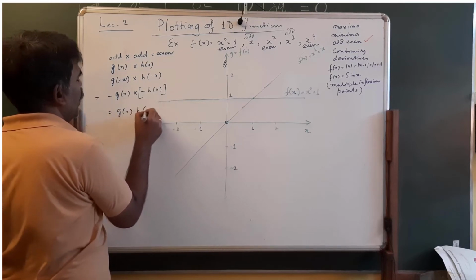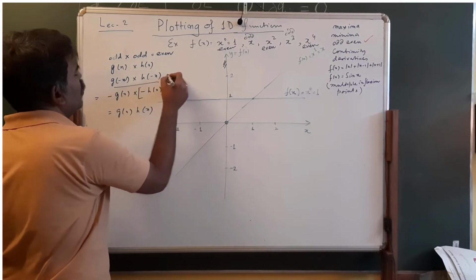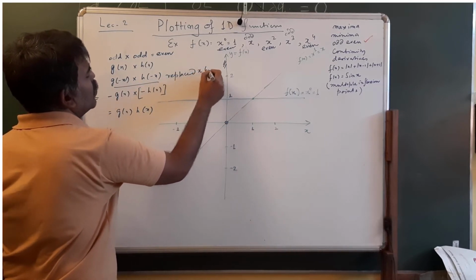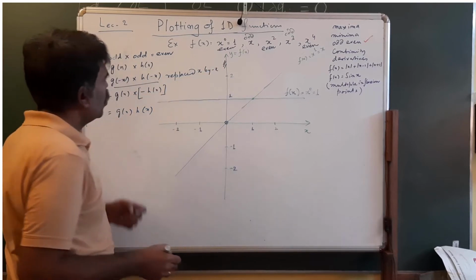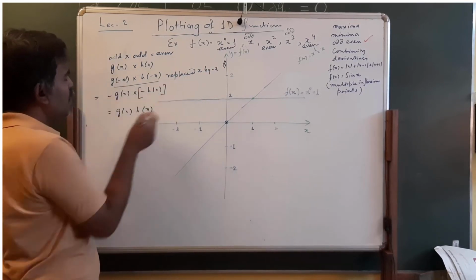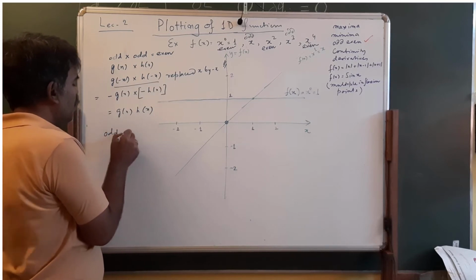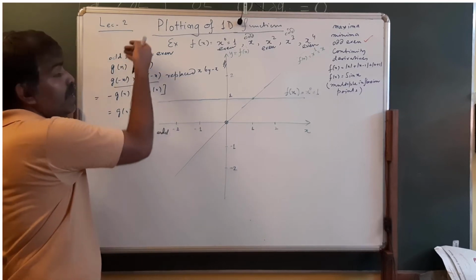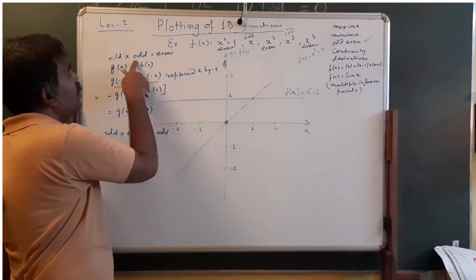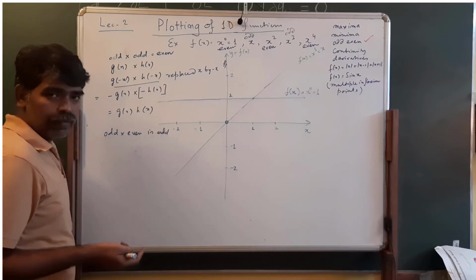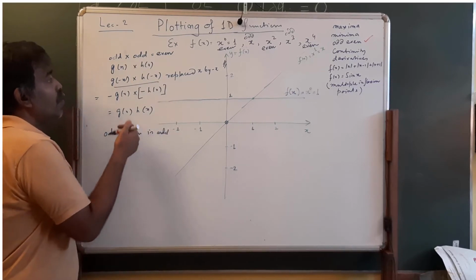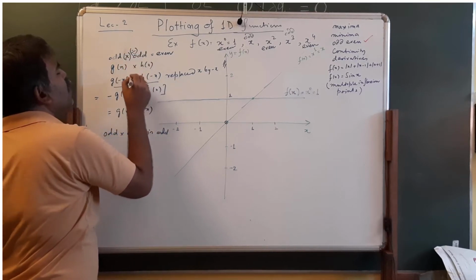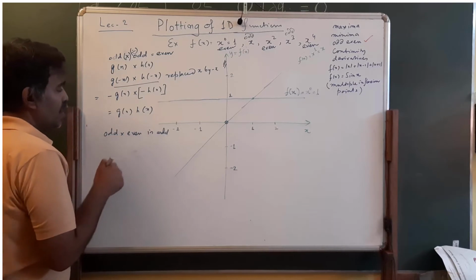Gx into hx. In this line, you have replaced x by minus x. So you can check these things. Odd into odd is even. Odd into even is odd. If you divide it, it will be the same thing. Means odd divided by odd is also even, and odd divided by even is odd. So multiplication or division.